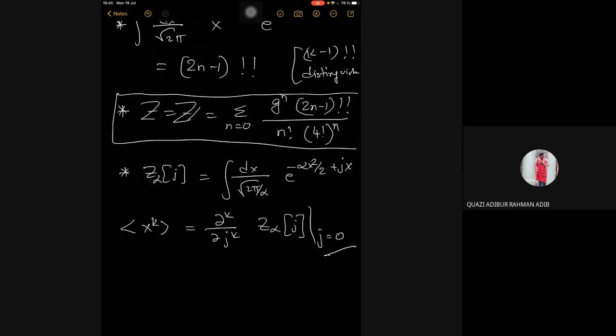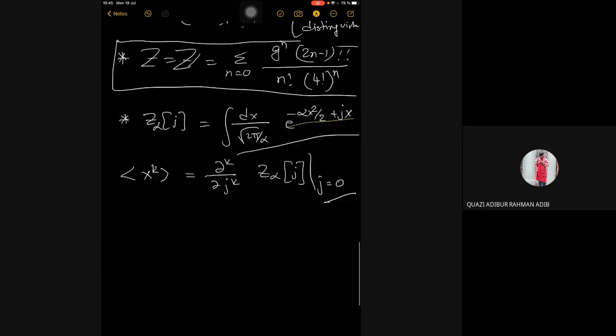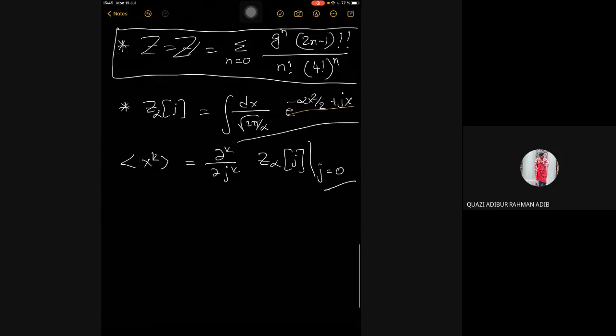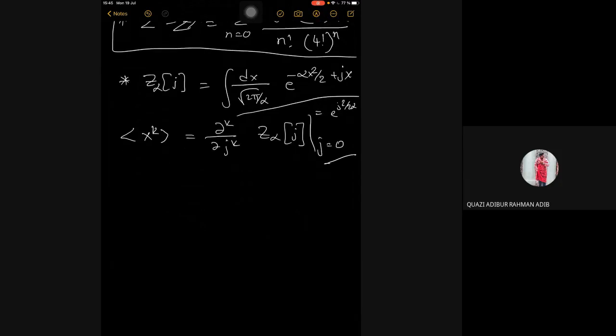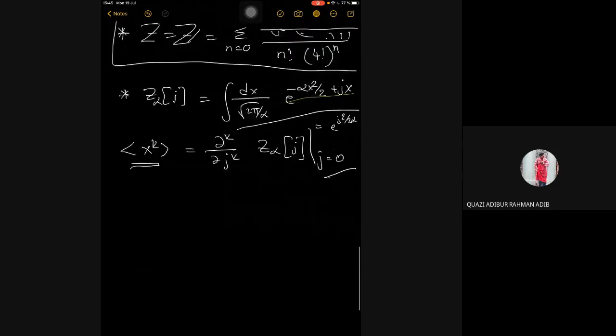And since you have done Gaussian integrals, you know what the value of this integral is. Let me write it for you. It's e to the j squared over 2 alpha. So you know this. And by this, you can generate all your correlation functions or all powers of x.